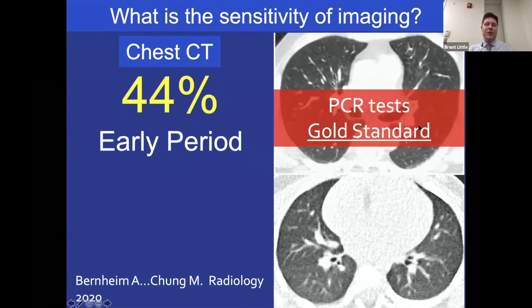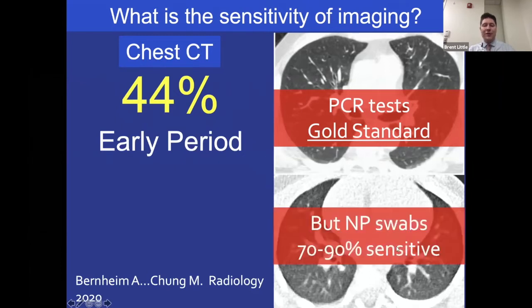That's why PCR is really the gold standard, and nasopharyngeal swab testing has been the gold standard for detection of COVID-19. But it's important also to realize as imagers that nasopharyngeal swabs and PCR have had as low a sensitivity as 70%. And now most of the studies are showing it's about 80 to 90% sensitive, but still not 100% sensitive.